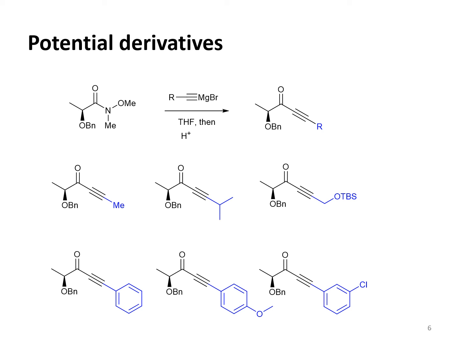So we are looking to form the ynone with varying substrates on our Grignard reagent. And we want to build this library that varies in sterics and electronics because we want to test the reactions of different substrates and their effect on the reaction. And the following are different substrates that we would like to test in the near future.